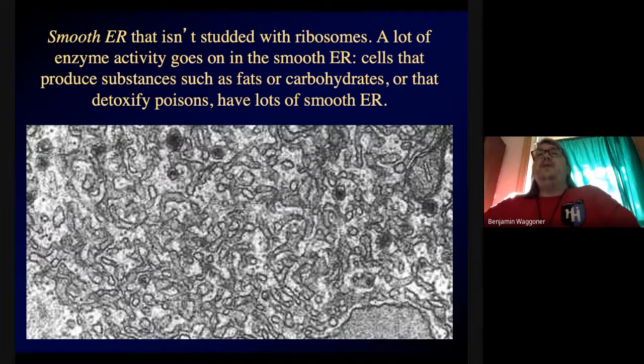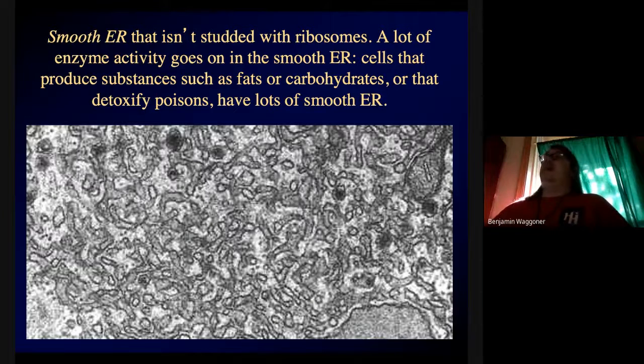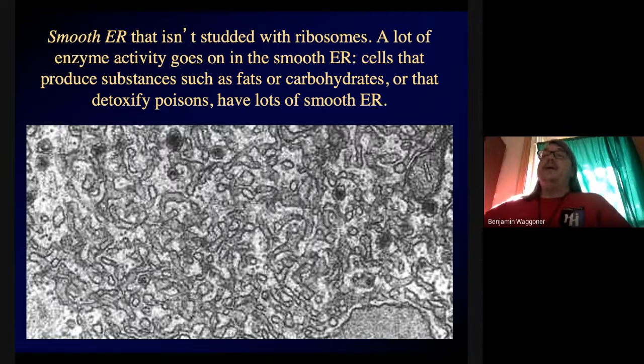Smooth ER is not studded with ribosomes, and a lot of enzyme activity would go on in the smooth ER. Your liver, for example, is the main place where poisons get detoxified. If you take in a poisonous substance, it will hopefully get broken down by enzymes in your liver. If it doesn't, you might end up with a slight case of death. But liver cells would have lots of smooth ER because that's the space where this enzyme activity goes on.